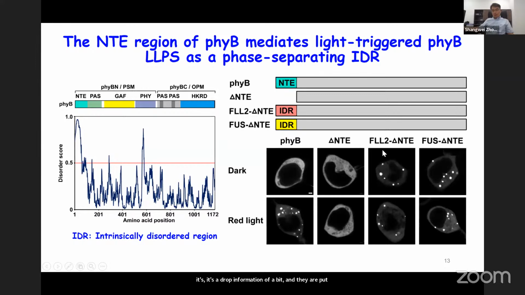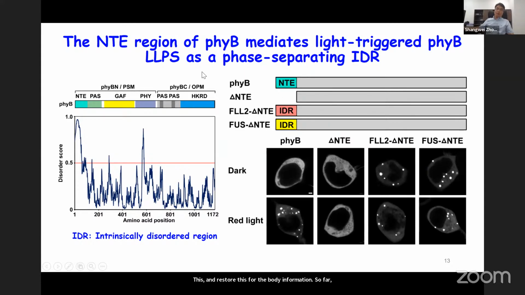When adding different IDRs, such as the IDR of FL2 from plants and FUS from animals, these IDRs can restore this photobody formation. Therefore, these results indicate that the NTE of phyB is a phase-separating IDR that promotes the phyB droplet formation.